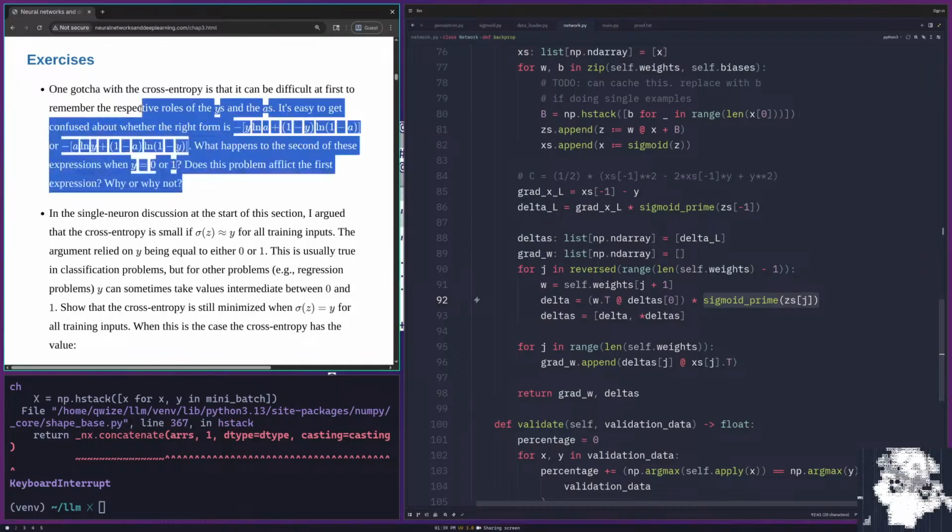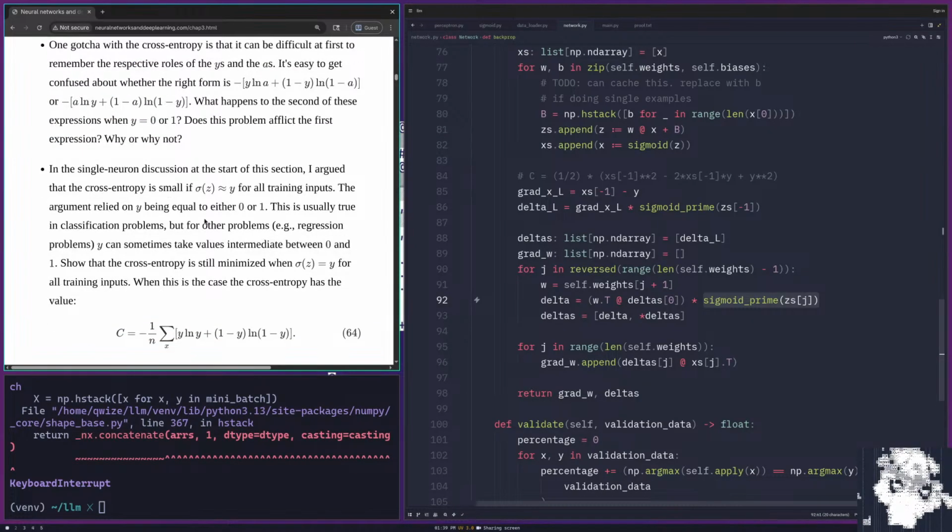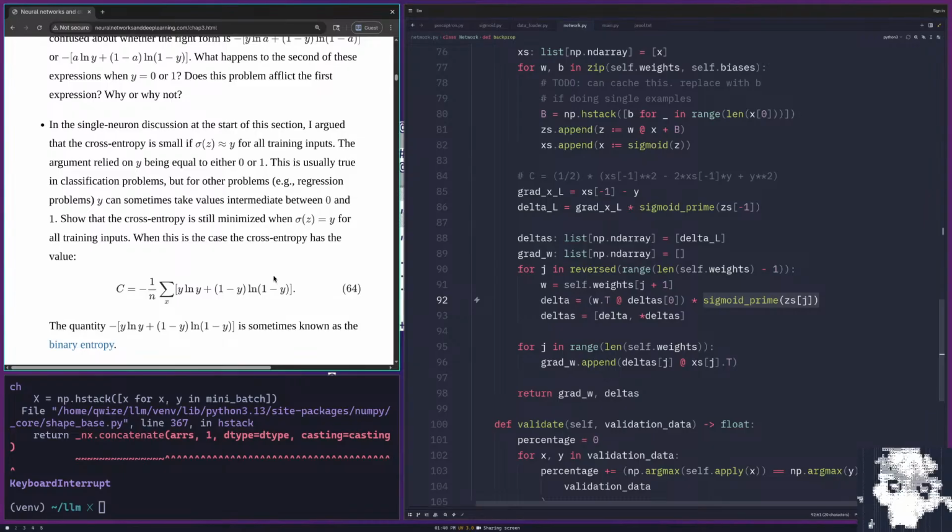So I guess that does clear up a confusion I had earlier. In the single neuron discussion at the start of this section, I argued that the cross entropy is small if sigmoid of z is approximately equal to y for all training inputs. The argument relied on y being equal to either 0 or 1.